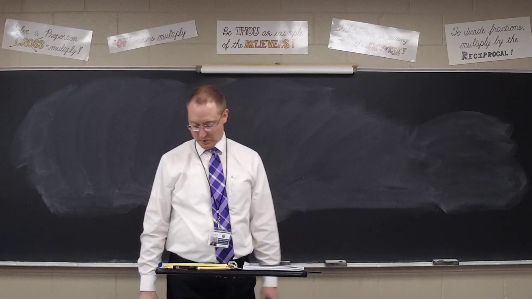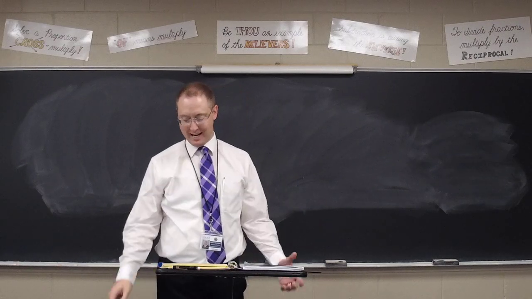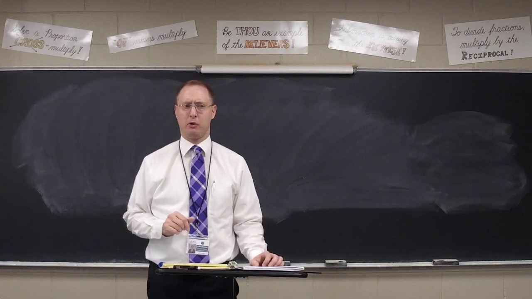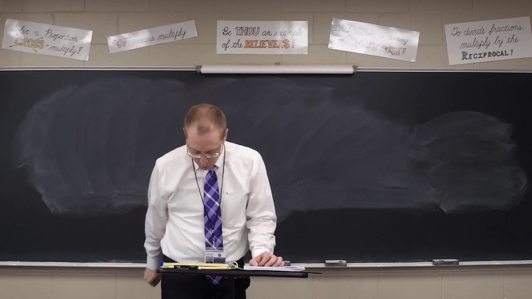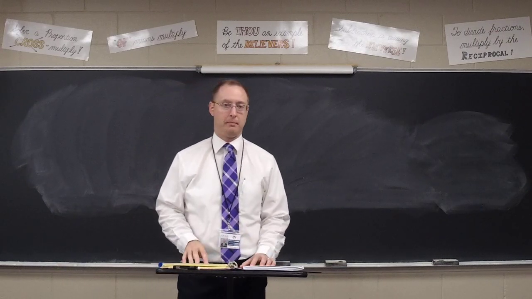Number 17, class, what's the name for two rays that share the same endpoint? Angle. What polygon has 6 sides? Hexagon. What polygon is a quadrilateral? What does quadrilateral mean, class? 4 sides. Okay. Which polygon is a quadrilateral, 4 sides, whose opposite sides are parallel?